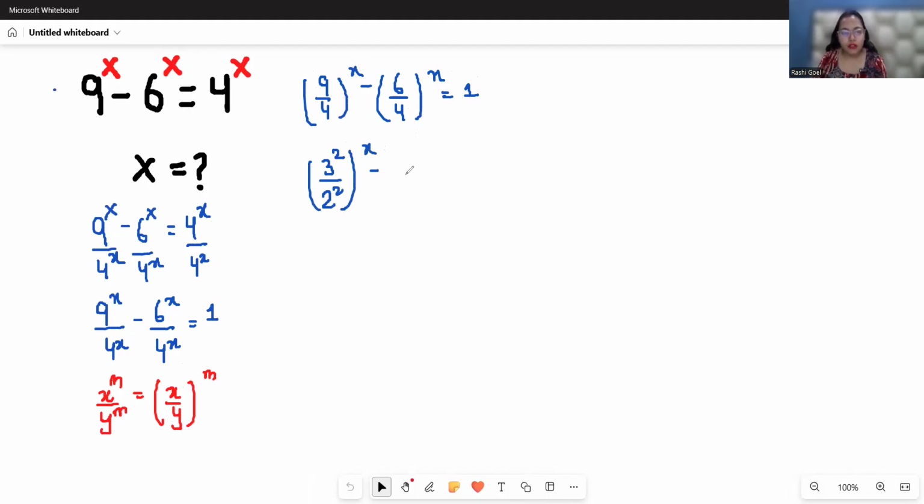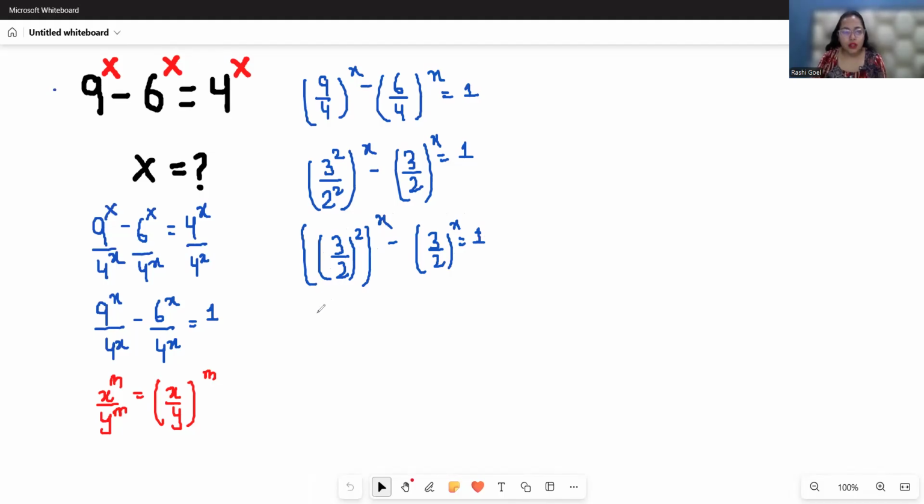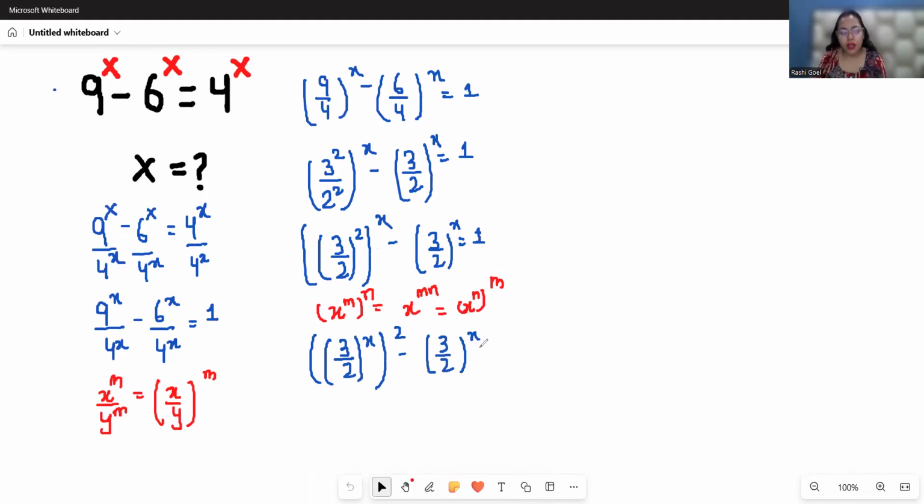Similarly, if we cancel out, dividing 6 and 4 by 2, we get (3/2)^x = 1. So this we can write as ((3/2)^2)^x - (3/2)^x = 1. As per the exponent rule, (x^m)^n, we can write it as x^(mn) or (x^n)^m. So let's apply this. So it becomes ((3/2)^x)^2 - (3/2)^x = 1. So I'm going to take a substitution.